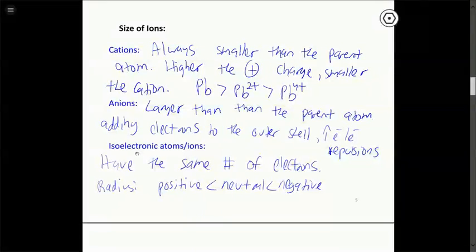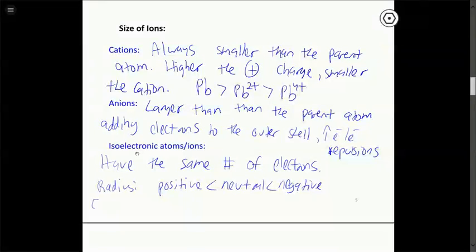If we're comparing species that have the same number of electrons, if you have more positive charge, that means you have more protons in the nucleus, and you're pulling those electrons closer. If you have more negative charge, that means you have fewer protons in the nucleus, so those electrons are not going to be pulled as closely to the nucleus.